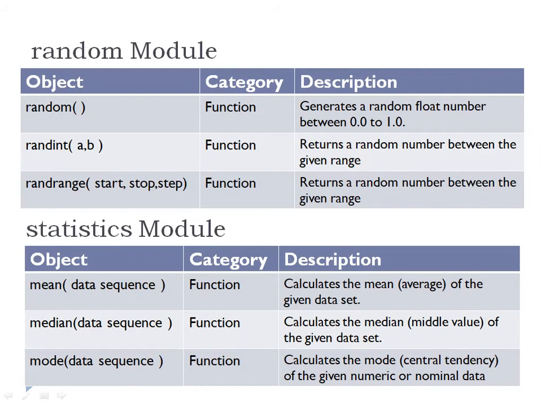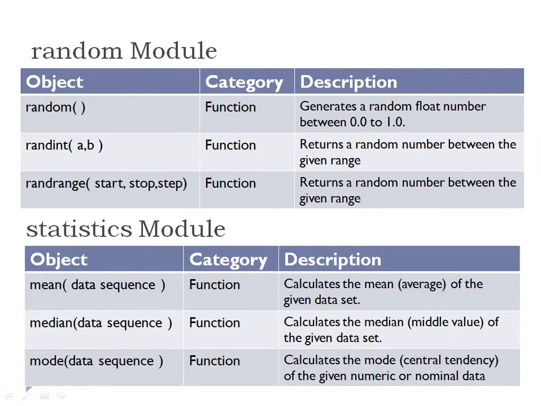Please pay attention. This random function will generate a float number between 0 and 1. It will not be greater than 1. You have to remember this thing. It can be asked as a 1-mark question.